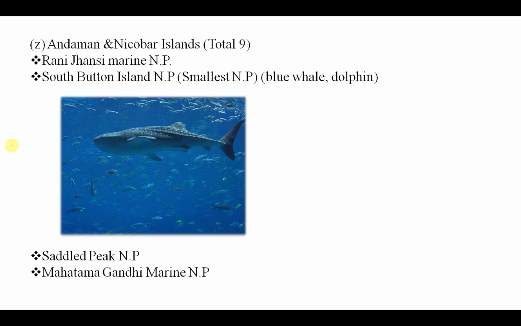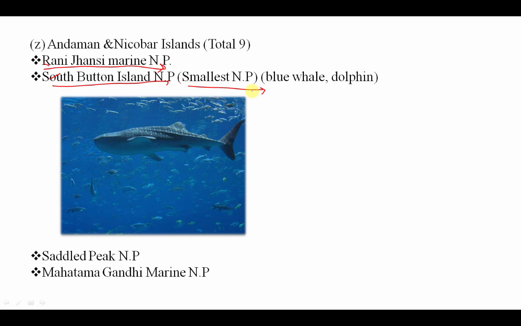There are four important national parks from the Andaman and Nicobar. There are total 9 national parks out there. First, the Rani Jhansi Marine National Park. It is in Andaman and Nicobar. Second is the South Button National Park. It is the smallest national park of India.